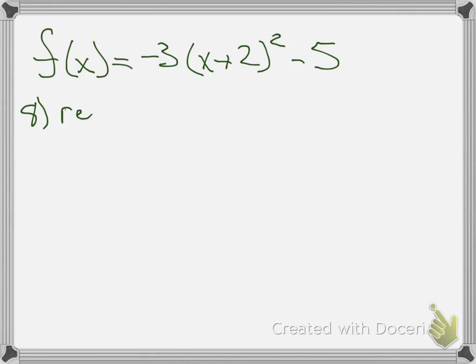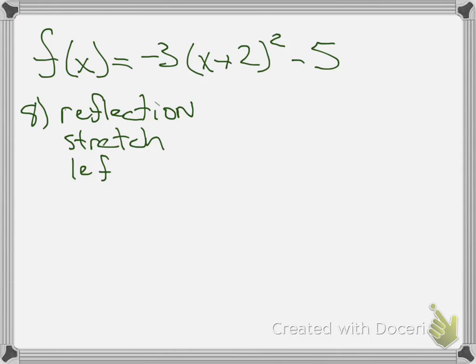On the transformations, like number 8, again, the negative means reflection. The 3 means there's a stretch. The plus 2 in the parentheses means you're going to the left 2. And the minus 5 means you're going down 5.